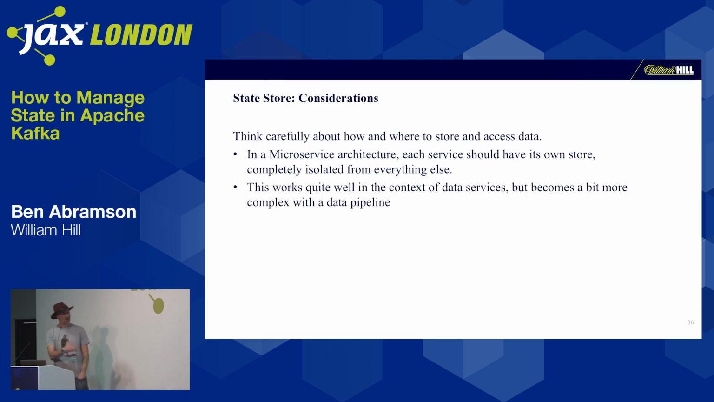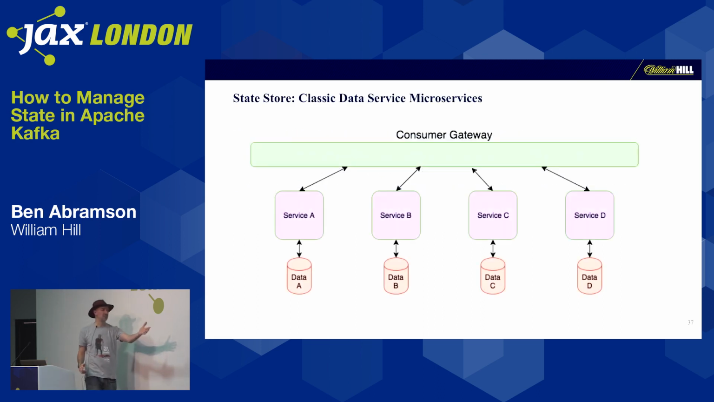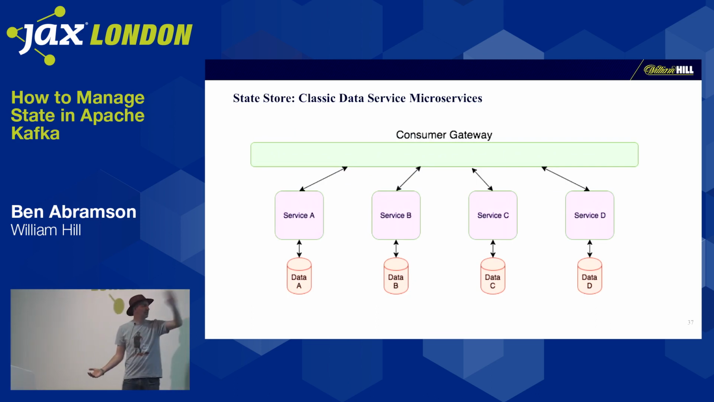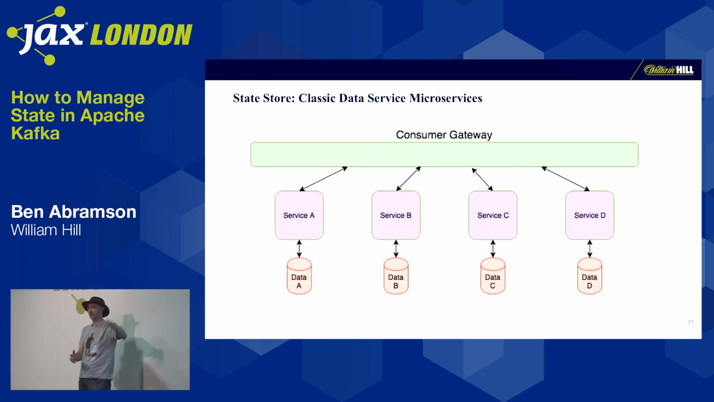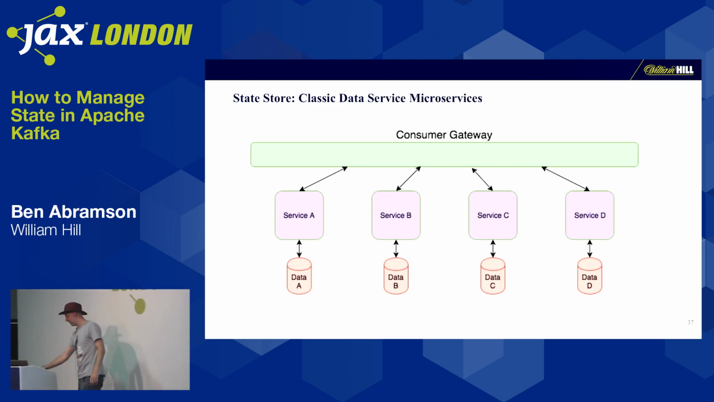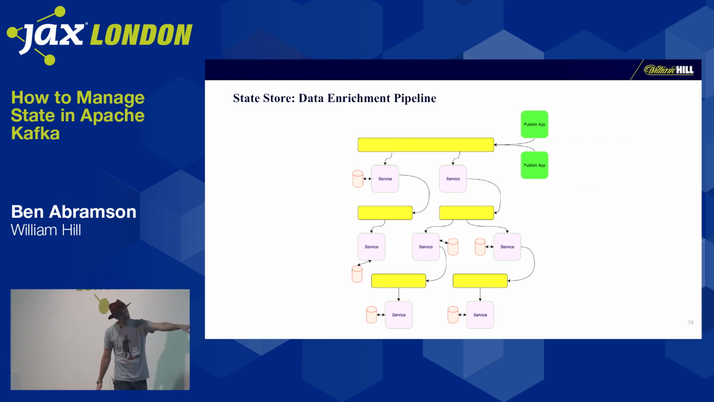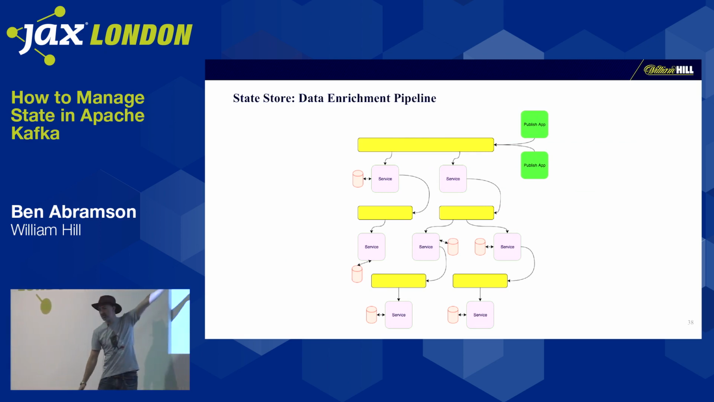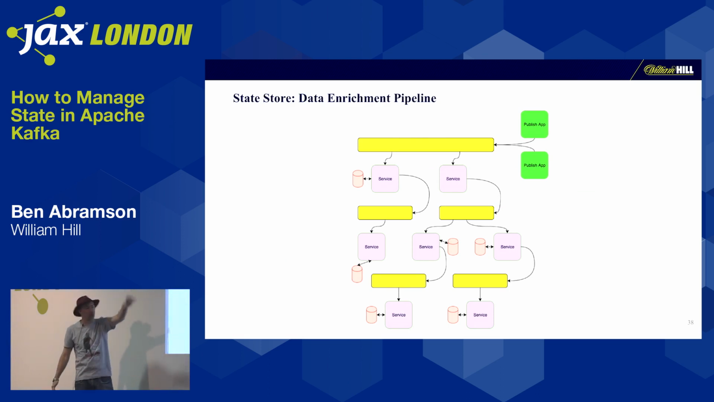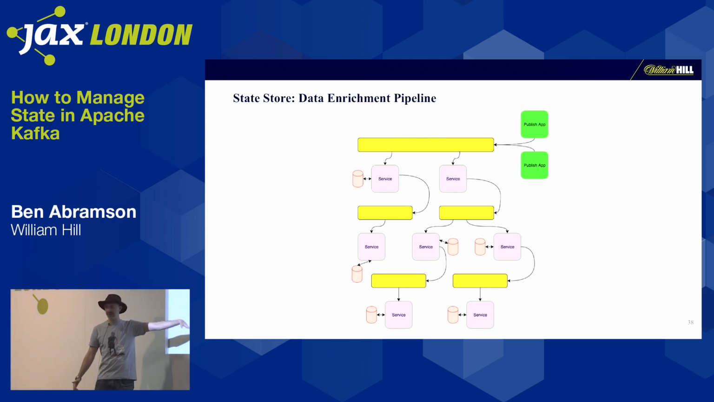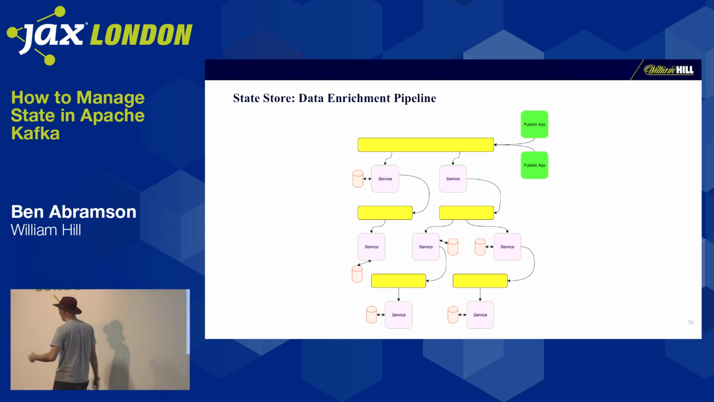That's fine in a classic data service world, but it's a bit more complex in a data pipeline. It's fine if you've got something like this. If you've got, say, customer data, you can have a service for email addresses, a service for postal addresses, and so forth. It's pretty straightforward. If you have something like this, it's a bit harder. If some of the services down here need some of the data that's up there, and you don't allow them some kind of read access, you've got all the same problems again, because you've somehow got to get the data down through Kafka, and that can be a bit of a pain.